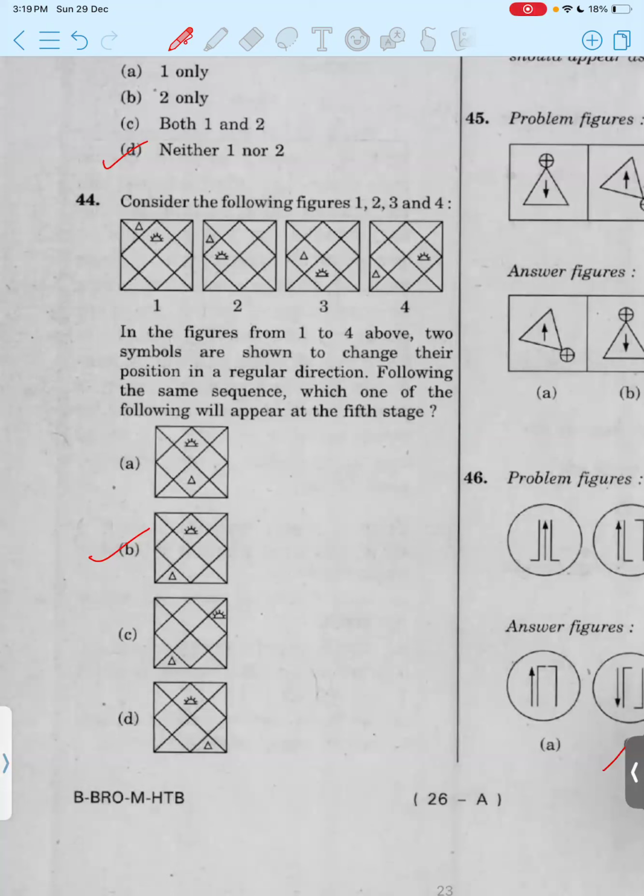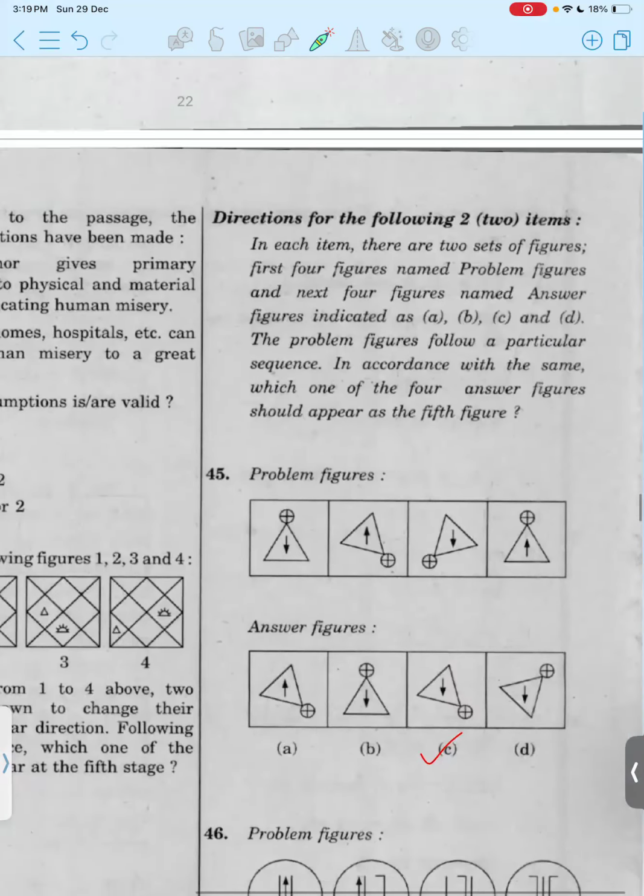If we explain it further, we see that this triangle is moving in this pattern like this. So it should be moving like this. In the fifth one, the triangle should be in this place, which you can see here. And this sun is moving in this direction. Earlier it was here, then it moved down, and then here, and then here. So next it should be in this position, which is here. So option B should be the right answer here.